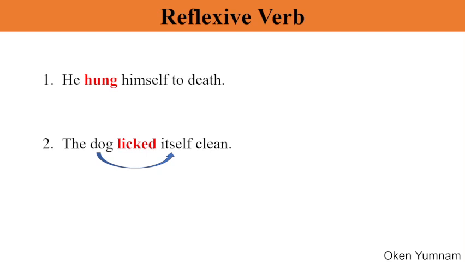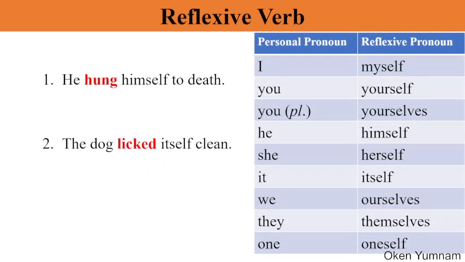Let's see here the list of reflexive pronouns. You see the list of personal pronouns given here on the left side: I, you, again you in plural form like this, and they are reflexive pronouns. This is what we will find in reflexive verb sentences. For I, we have myself. For you, yourself. But if you is plural, yourselves. For he, himself. She, herself. It, itself. We, ourselves. They, themselves.